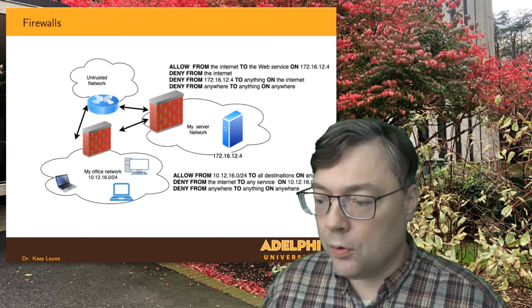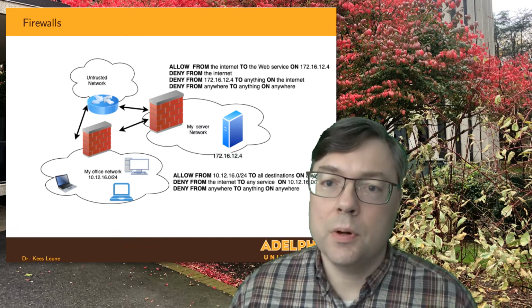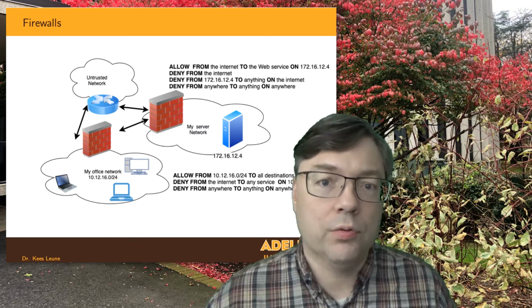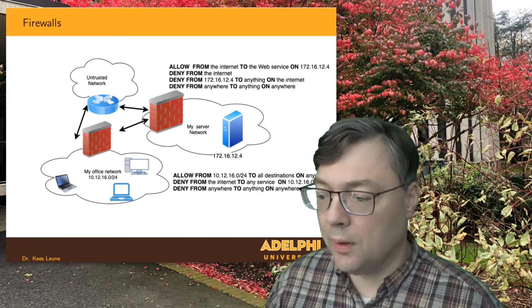So for example, I've drawn a small picture here of a network. Actually, we have three networks. We have the unknown and therefore the untrusted internet, for example, the network top left.